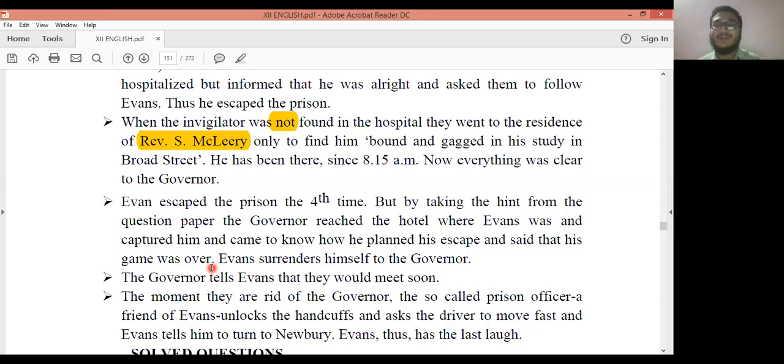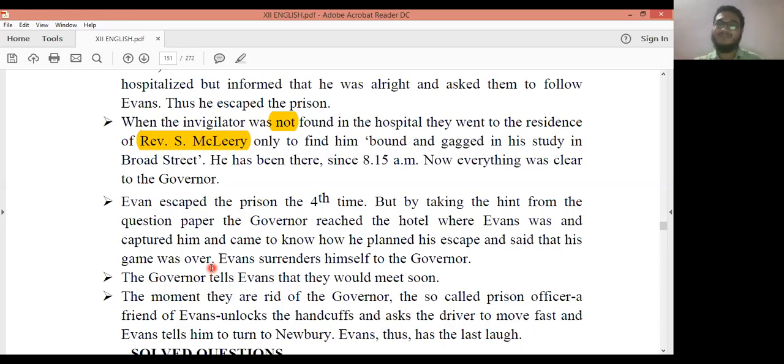From where did he get the clue? He got the clue from the question paper. And how did he get the clue? The numbers were written there, and the question paper's mistakes were reflected in an extra sheet. So where the correction was done, Golden Lion. That was the hotel name where Ivan was supposed to come as per the plan.